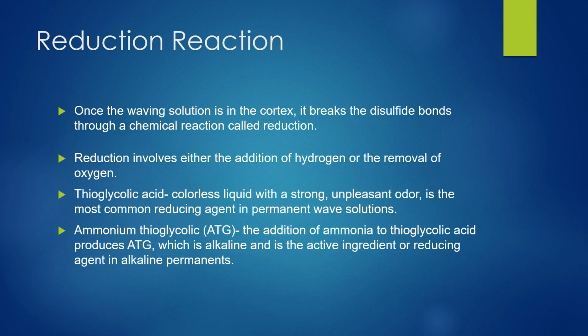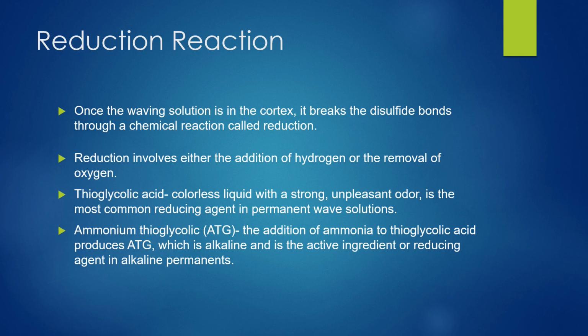Once in the cortex, the waving lotion breaks the disulfide bonds through a chemical reaction called reduction. A reduction reaction involves either the addition of hydrogen or the removal of oxygen. The reduction reaction in permanent waving is due to the addition of hydrogen. Thioglycolate acid is a colorless liquid with a strong, unpleasant odor. It is the most common reducing agent in permanent wave solutions.